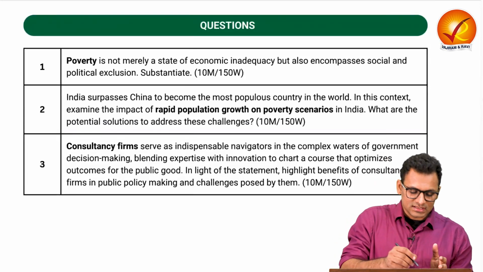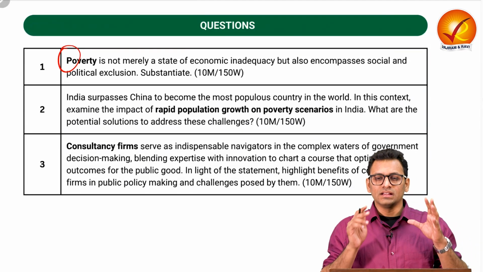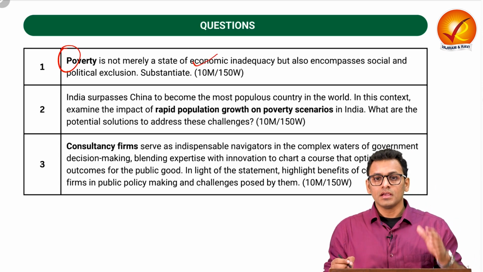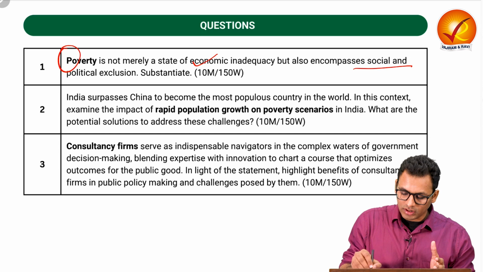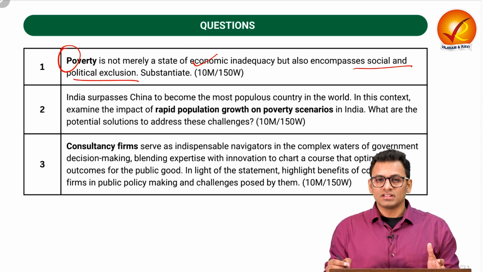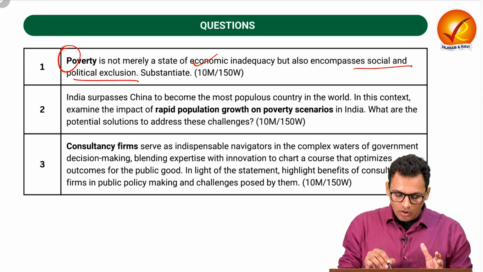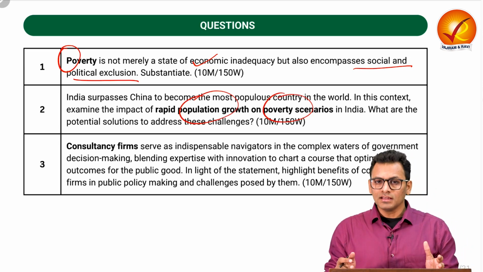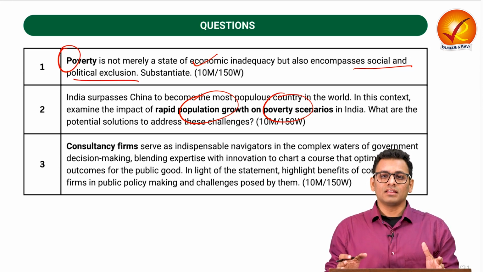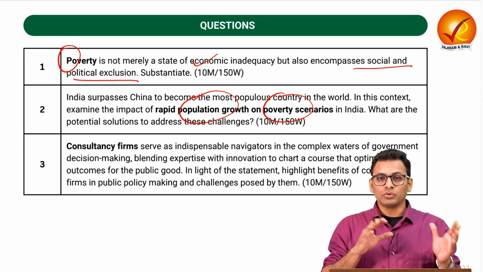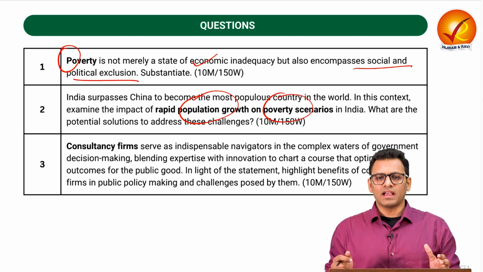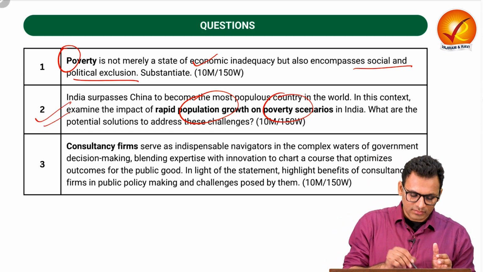The very first question is about poverty, and we will be delving into the nature of poverty, which is not just limited to economic inadequacy but also encompasses social and political exclusion. The second question is with respect to interlinkages of population growth and poverty scenario in India. You have seen in previous year UPSC CSE mains questions that there are certain questions with higher demand with respect to interlinkages of multiple topics of various GS syllabus aspects. So we are going to see this question from that perspective.